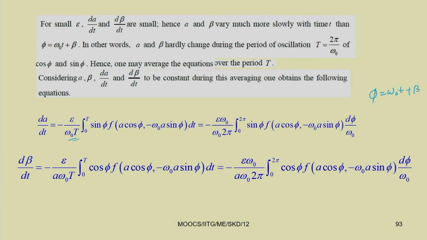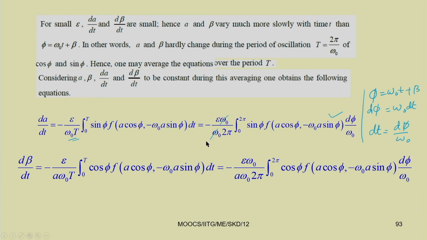Differentiating, d phi becomes omega 0 dt, since beta we are considering to be constant, so d beta equal to 0. So dt can be replaced by d phi by omega 0. Substituting this, dt equal to d phi by omega 0, we get this equation. There is one more omega 0 here, so this omega 0 cancels.